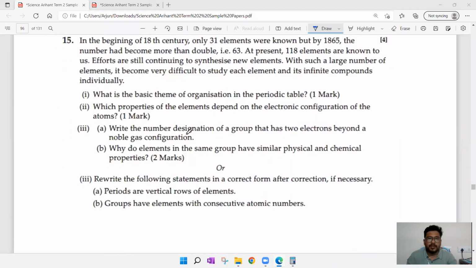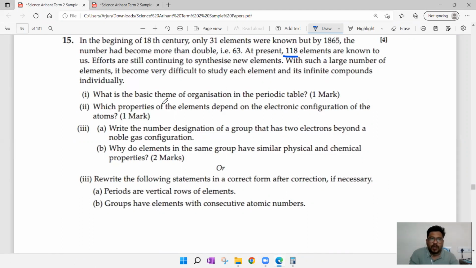In the beginning of the 18th century, only 31 elements were known, but by 1865, the number had more than doubled, to 63. At present, 118 elements are known to us. Efforts are still continuing to synthesize new elements. With such a large number of elements, it becomes very difficult to study each element and its compounds individually. Okay, they're simply talking about the periodic table.